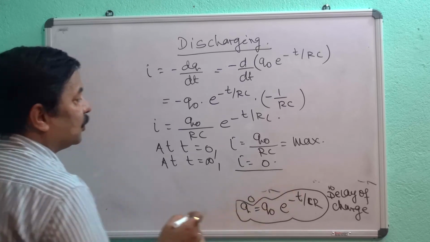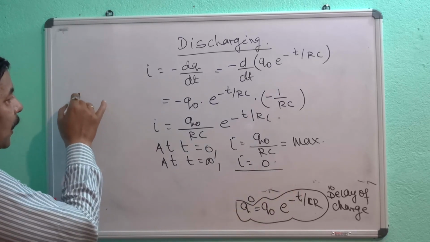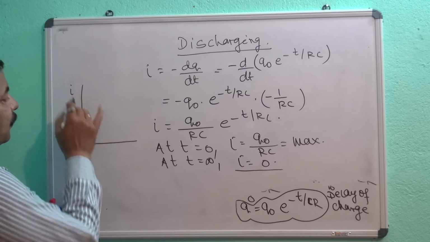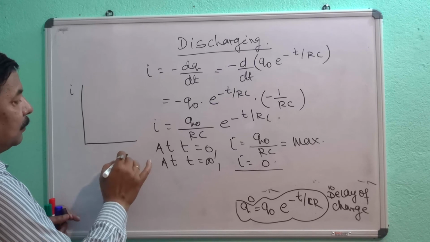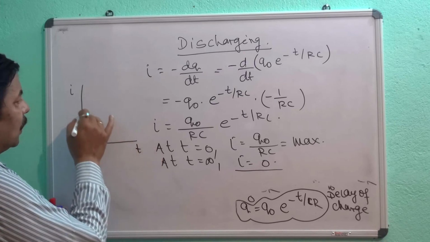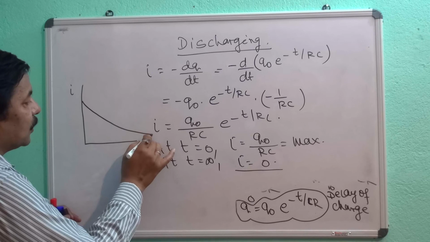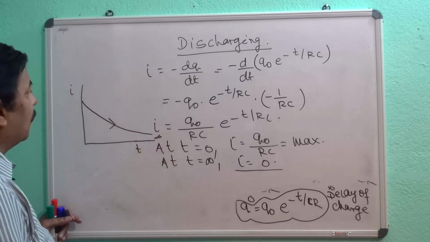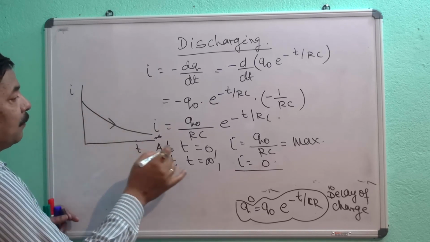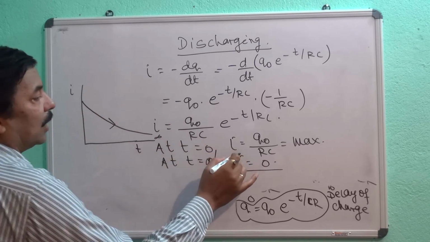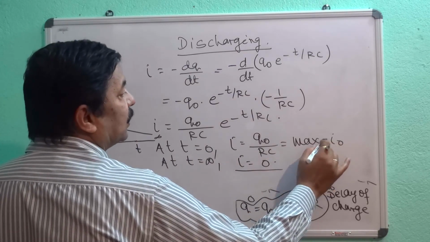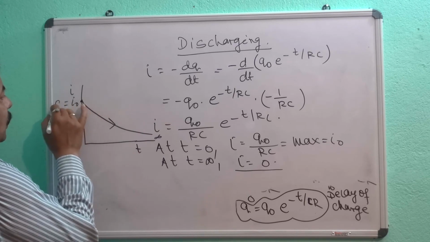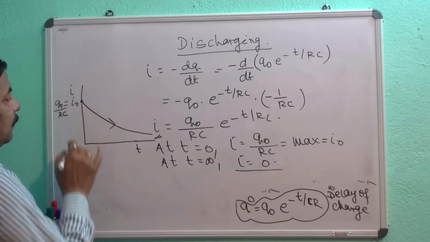For the current to become 0, the same thing I am explaining here: if we take I and t on the graph, the current will be decreasing in this manner. At infinity it will become 0, and here it is maximum. This is I naught. Initially the current is maximum. This is your I naught, that is q naught by RC.